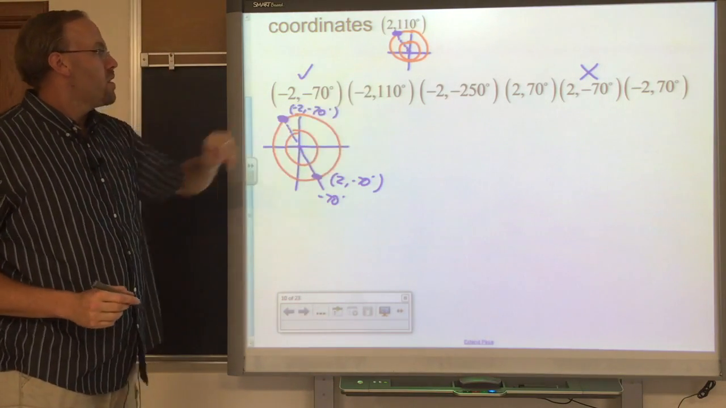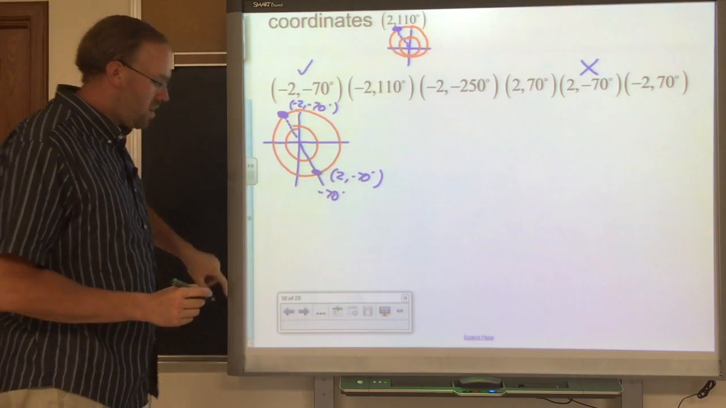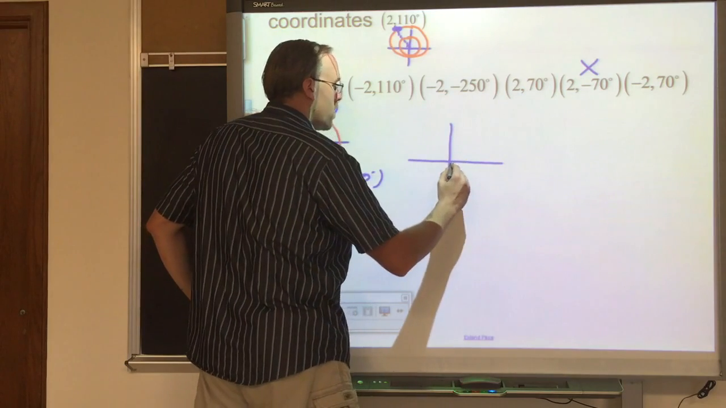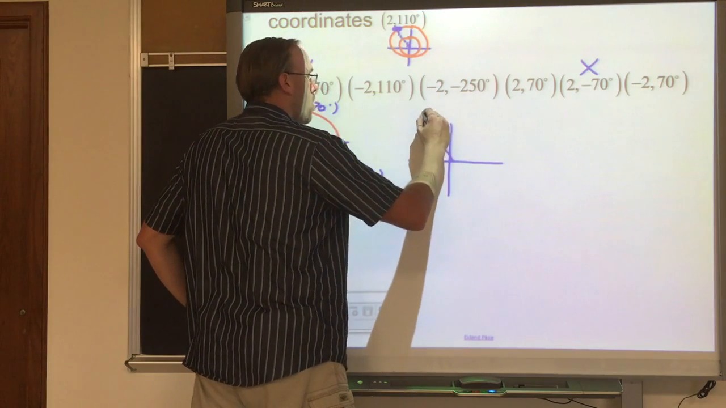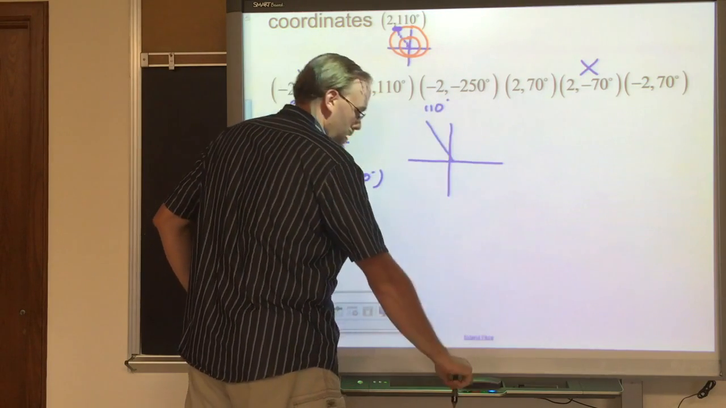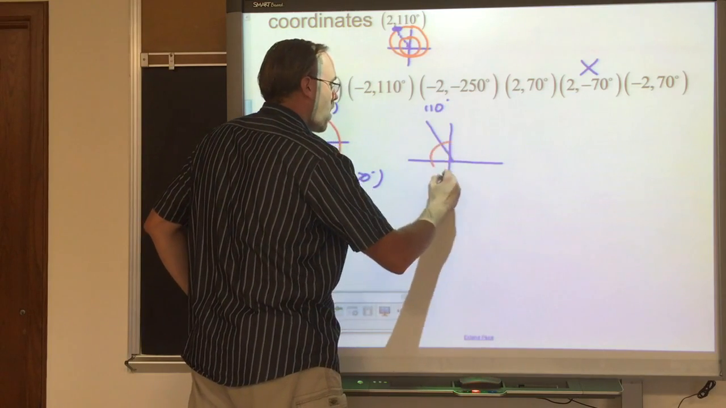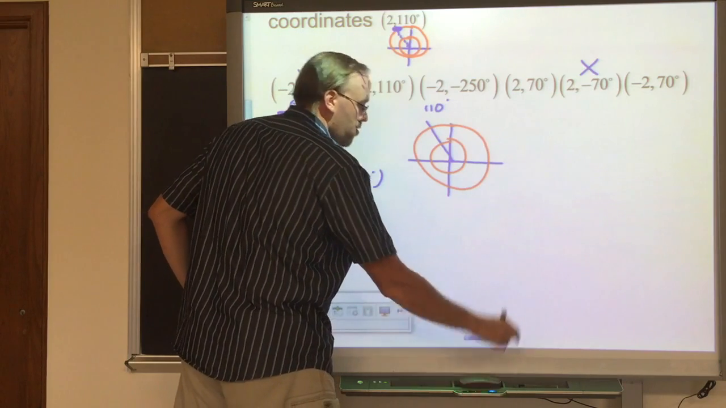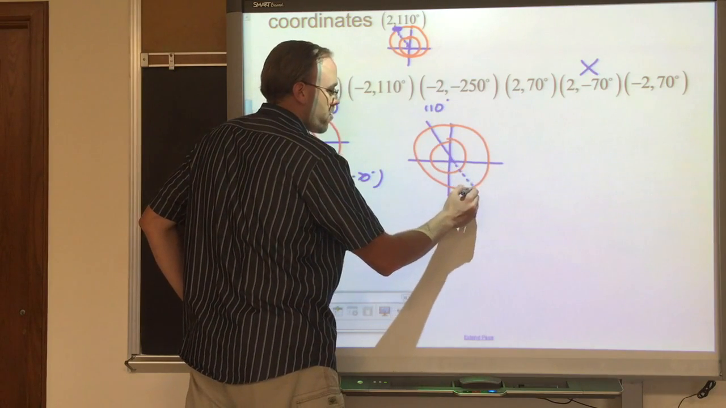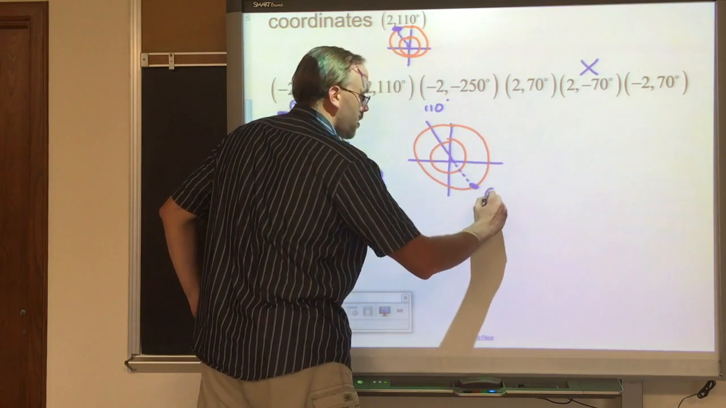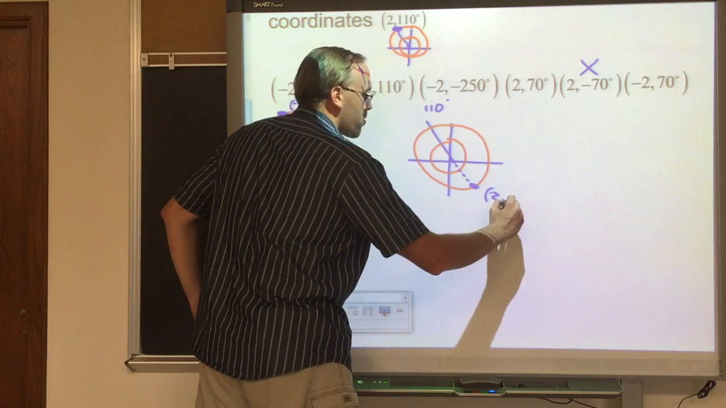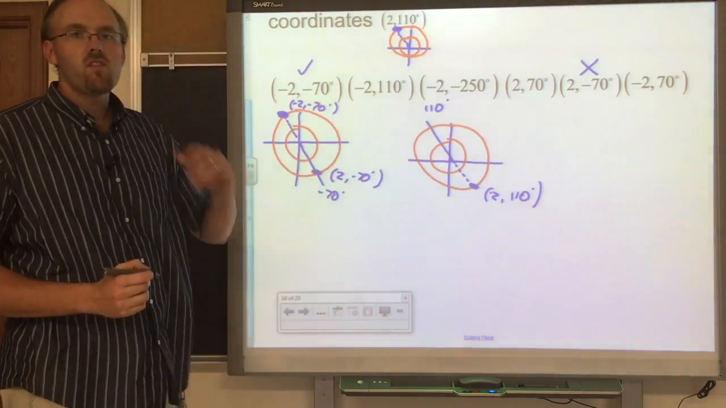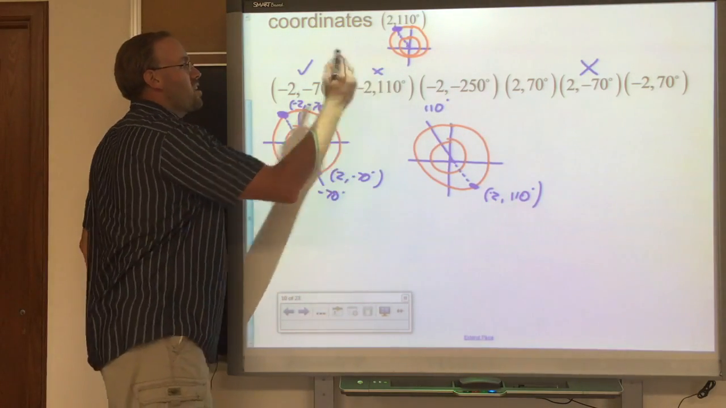What about this one? -2, 110. So here is 110. However, the R value is negative 2. That means it's going to be going in the opposite direction of 110. So that point is in the fourth quadrant, so that does not coincide.